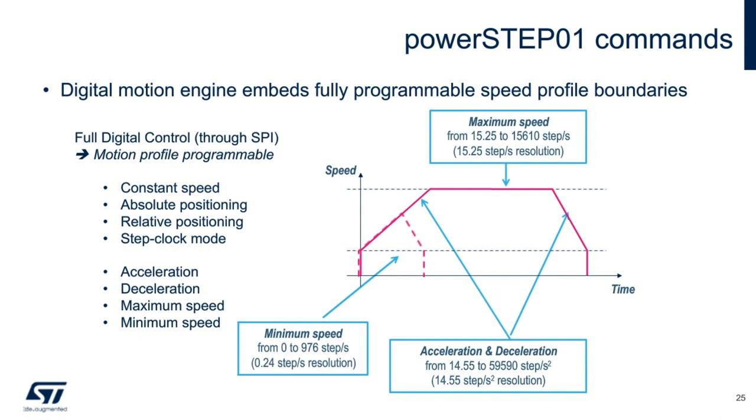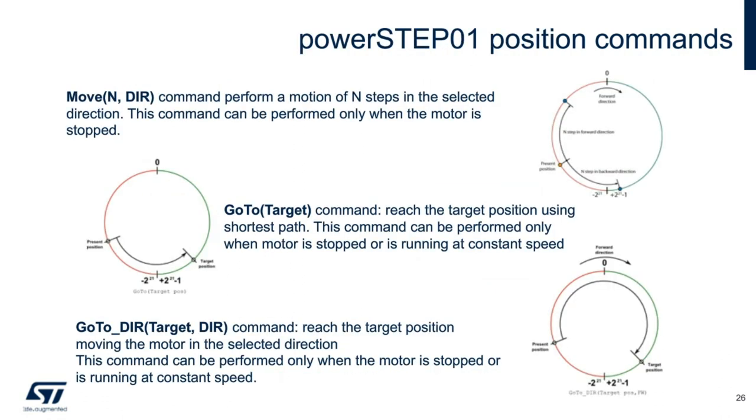An absolute position command produces a motion in order to reach a user-defined position that is sent to the device together with the command. Motion commands produce a motion in order to perform a user-defined number of microsteps in a user-defined direction that are sent to the device together with the command.